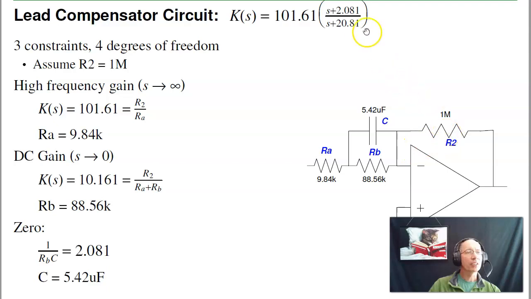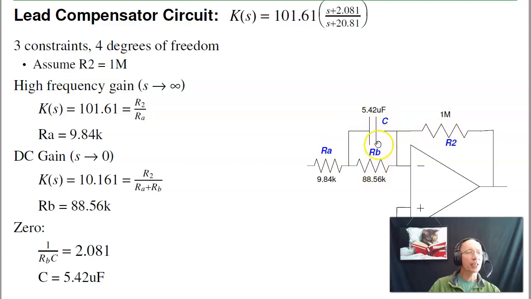The way you design it is, if this is my lead compensator, I've got 3 constraints. I've got 4 degrees of freedom. What that means is somebody's arbitrary. I can pick one at random, like R2. Let's make R2 1 megaohm. Then the other 3 drop out.